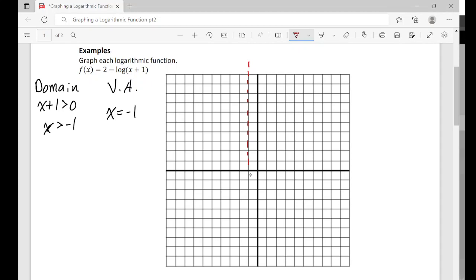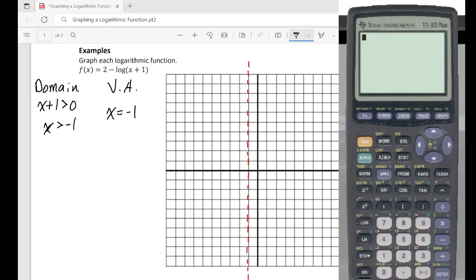And here we go. So there's my vertical asymptote. All well and good. Now it's time to find out some values. So let's get our calculator working. Here's our calculator. And now we're going to plug our function into y equals. So 2 minus log of x plus 1. All typed in, well and good.